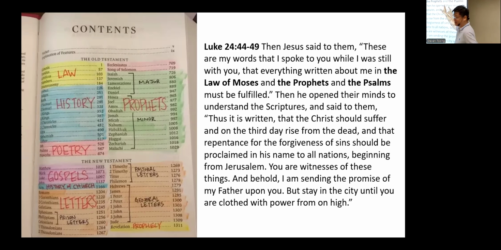Does that make sense? So these are the three categories. The law of Moses, that will be this, right? The prophets, that will be this. And the Psalms, that will be this. Oh my goodness, what is this? Did Jesus have this? You know what I'm saying? The law of Moses, the prophets, and the Psalms. What happened to this? And what about these other poetry books? Cool?